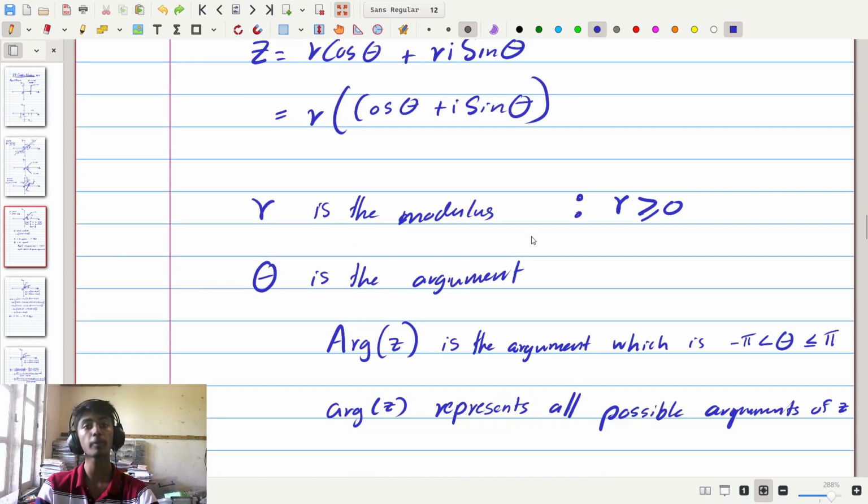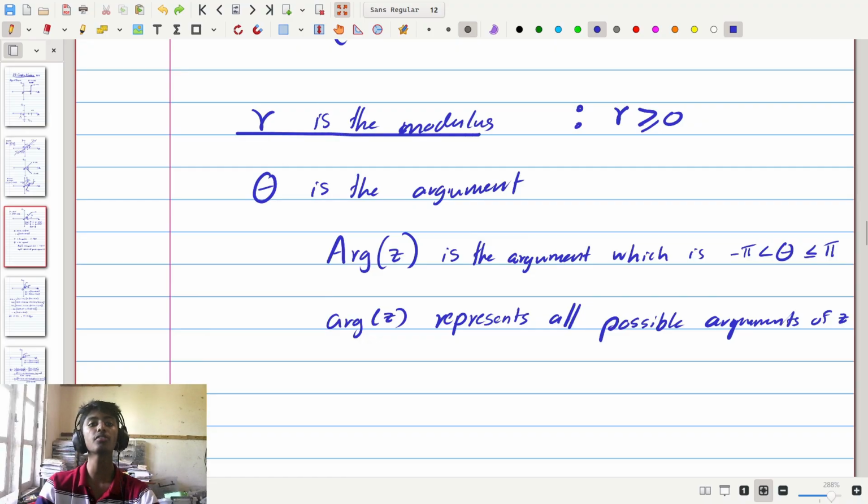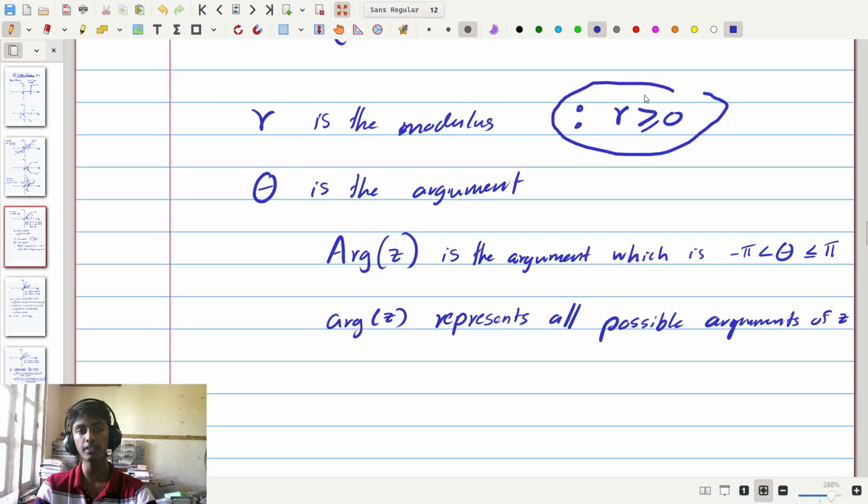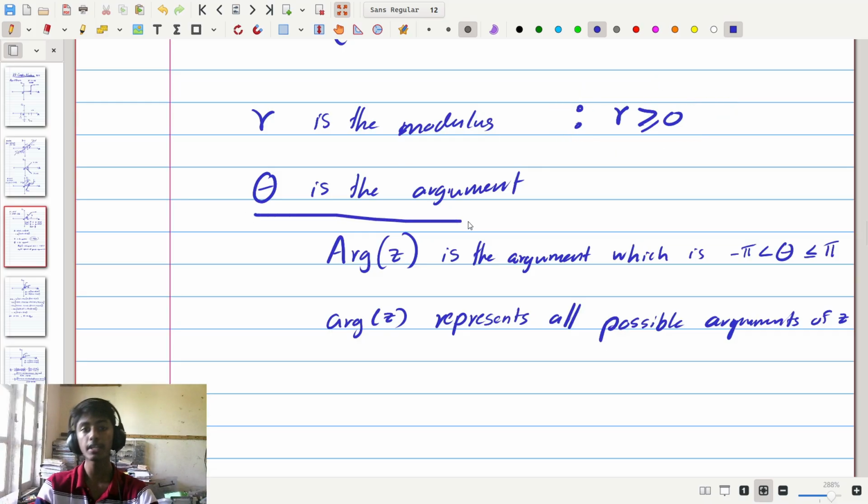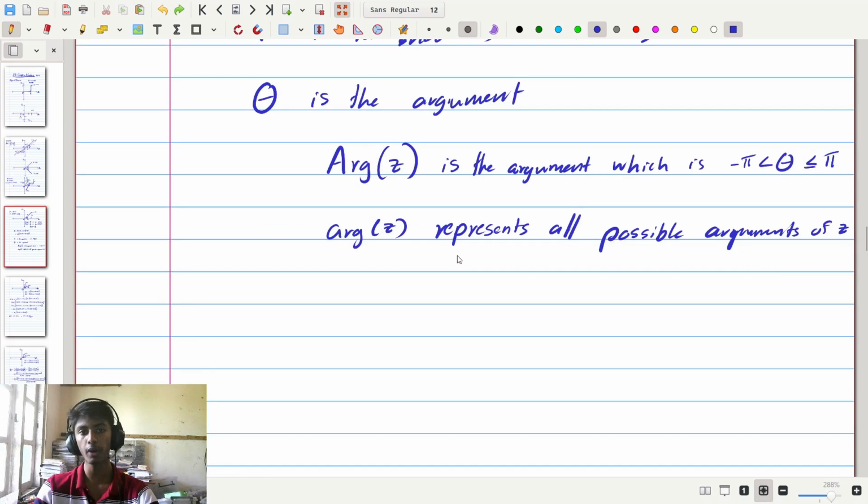After this, we talked about the limitations of r and theta. r is called the modulus of a complex number and it must be a positive value, it cannot be negative. Theta is what we call the argument, and we talked about how there are infinitely many possible arguments that a given complex number could have, but out of them, capital Arg of a complex number represents the principal argument, which is the argument that is in between negative pi and pi inclusive. And then we talked about how simple arg can represent all the possible arguments of a given complex number.